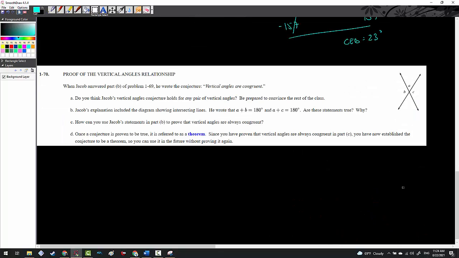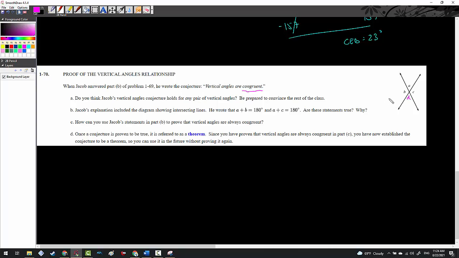The last thing we're going to do in this lesson is the proof of the vertical angles relationship. It talks about vertical angles being congruent. Remember, guys, the word congruent means identical, the same. What they're trying to tell us here is that somehow this B and this C are absolutely the same measure of angle. And if I wrote down a little d right here, the A and the D would be congruent as well.